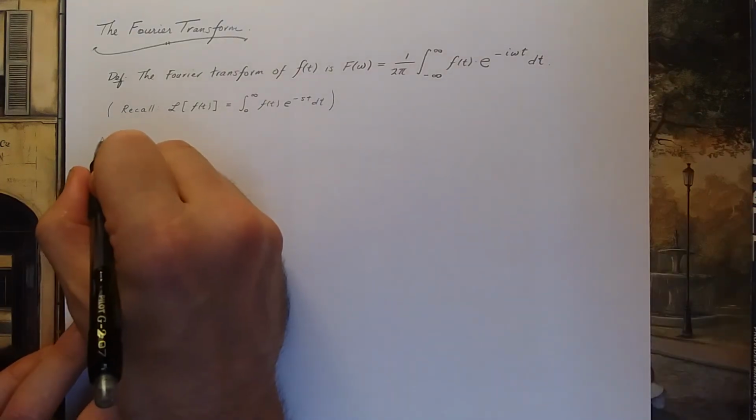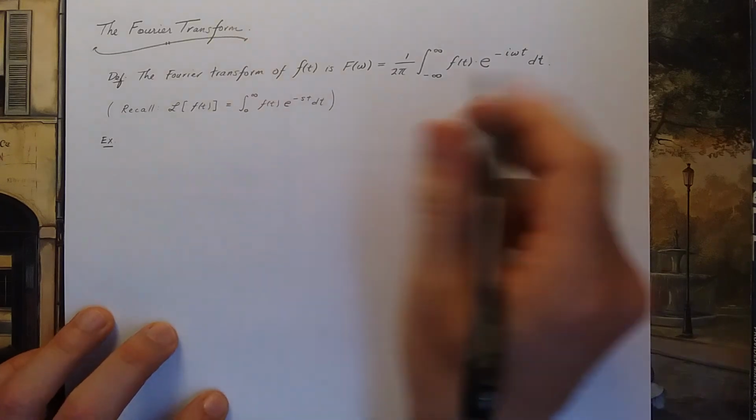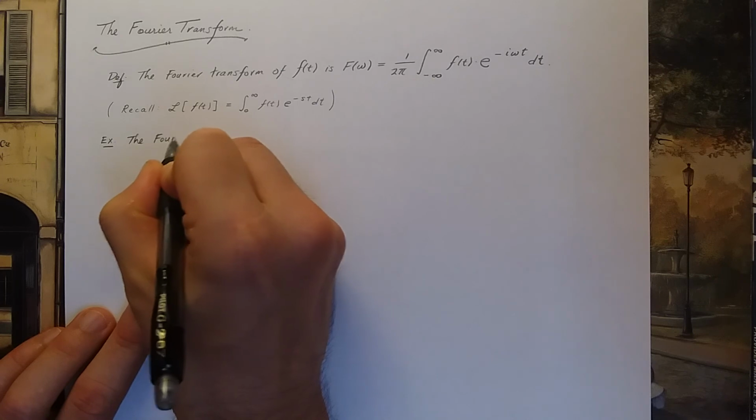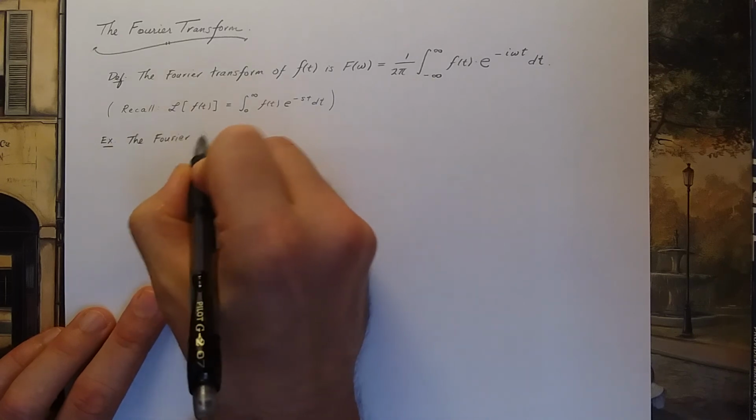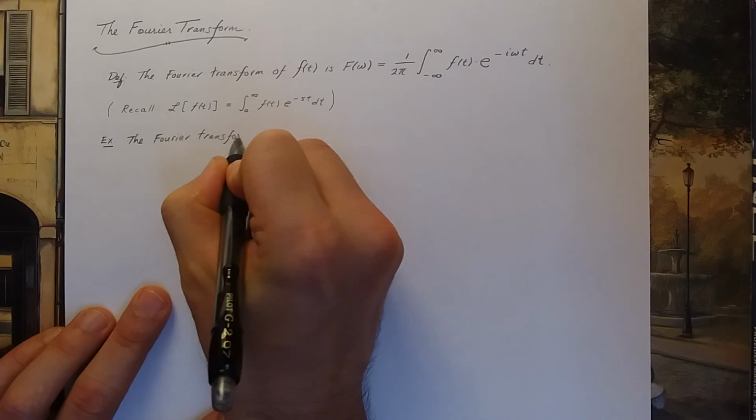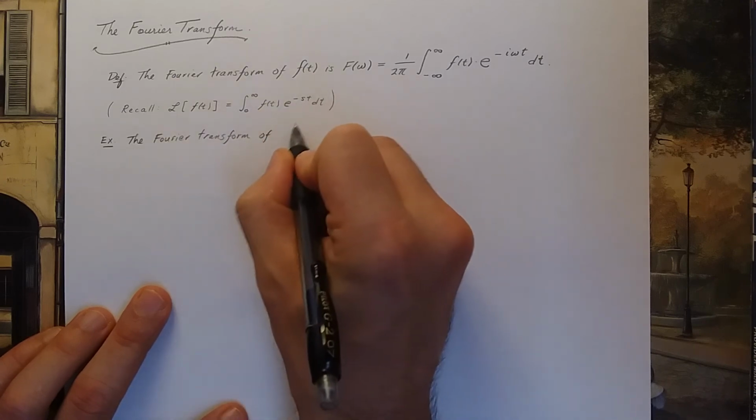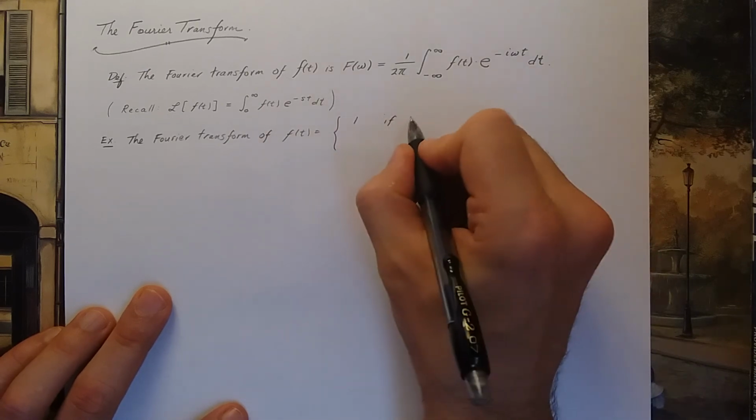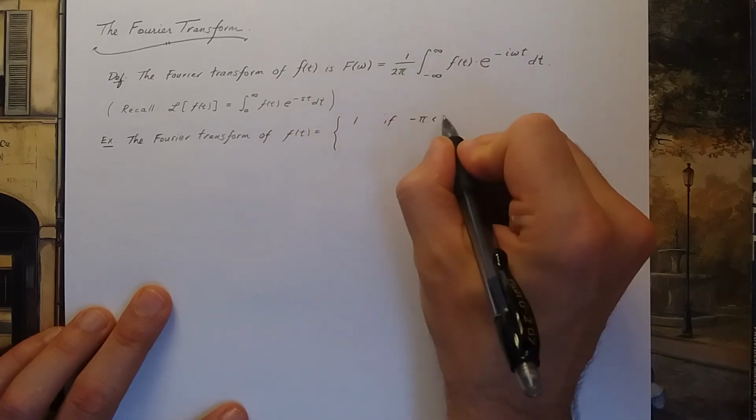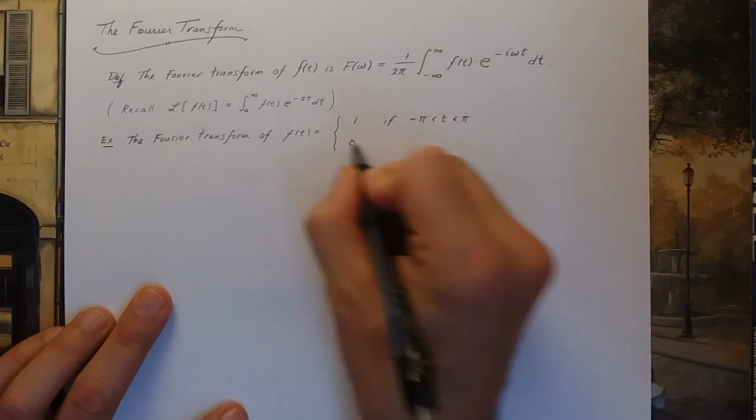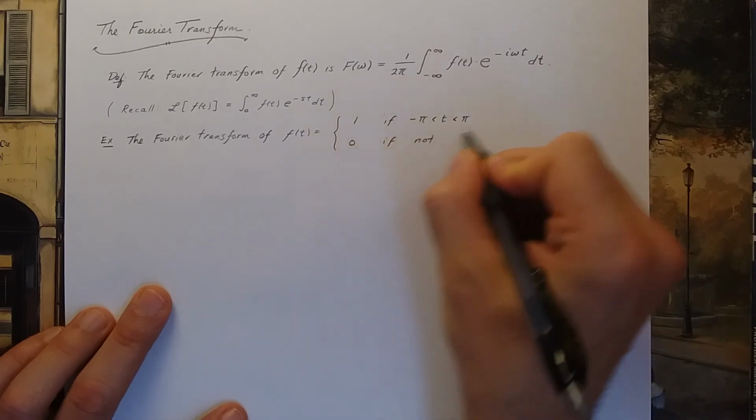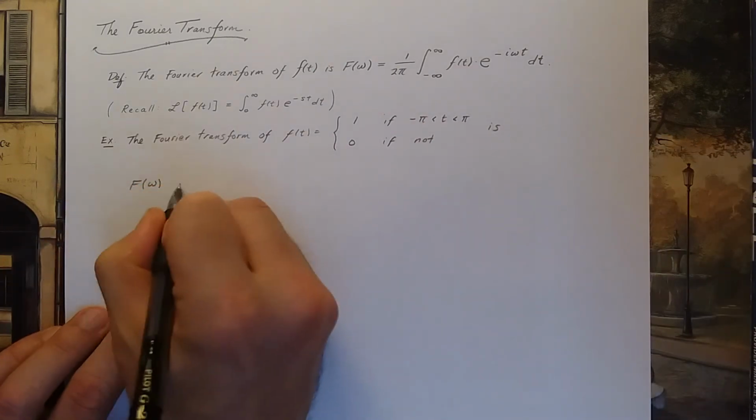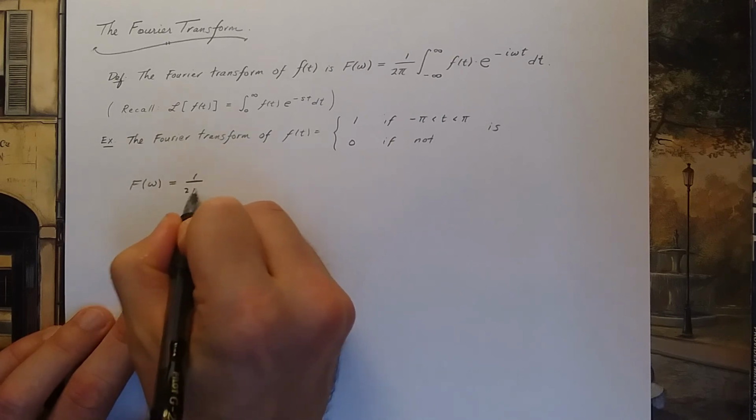Let's do an example and then discuss why we're interested in the Fourier transform. So the Fourier transform of, let's say, the function f of t defined by 1 if t is in between negative pi and pi, and 0 if not. So the Fourier transform is a function of omega that is 1 over 2 pi, the integral.